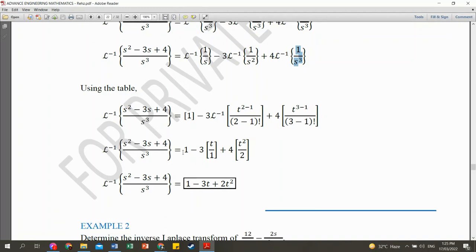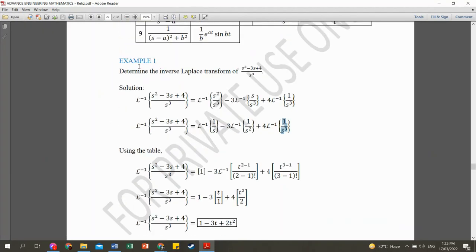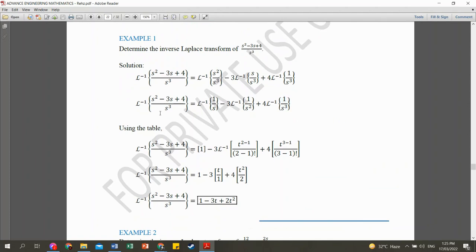So, you now have the final answer: the inverse Laplace transform of s squared minus 3s plus 4 over s cubed is now equal to 1 minus 3t plus 2t squared. So, that's it, guys. I'll leave it here so you can screenshot it. This is the solution for problem number 1, or example number 1.